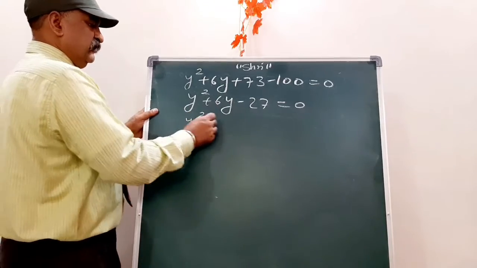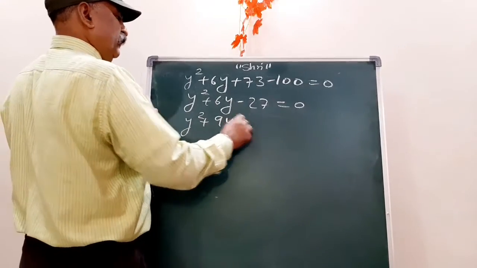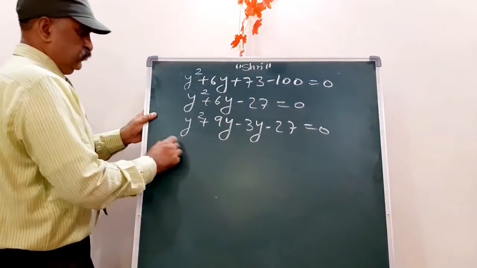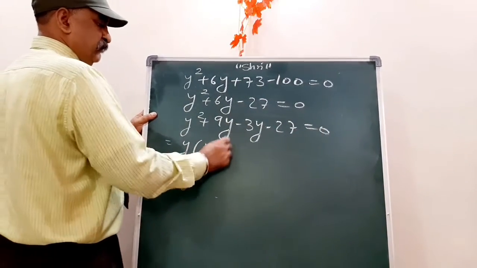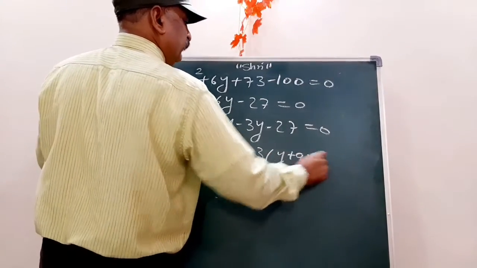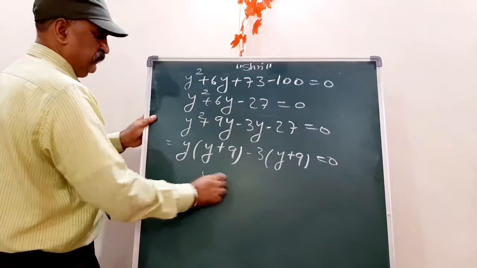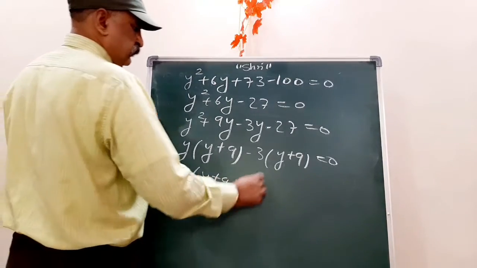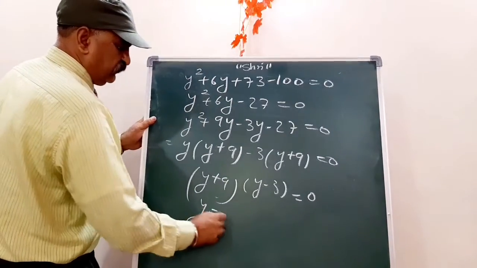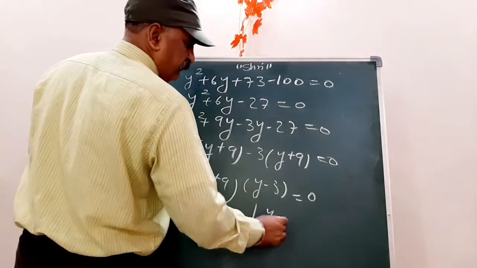So y square plus 9y minus 3y minus 27 equal to 0. So you can take y common, y plus 9, minus 3 common, y plus 9 equal to 0. So y plus 9, y minus 3 equal to 0. So y is equal to minus 9 and y is equal to 3.